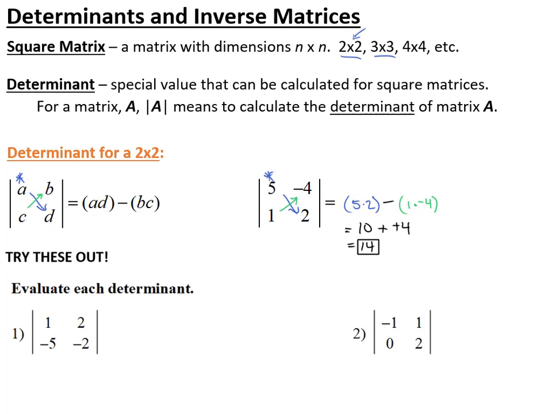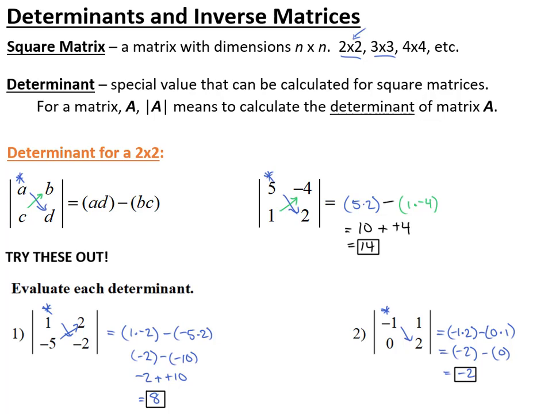Okay, here's a few to try out. Hopefully these are quick and easy. So try these couple out. Just be careful with your signs, especially things like minus and negative, and then see if you get the correct answers. So pause the video now, try these two out. Okay, so our two answers, the first one is positive 8, and the second one is negative 2. If you didn't get these two values, make sure to rewatch this part before moving on.